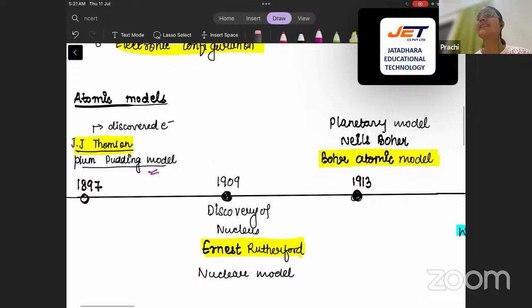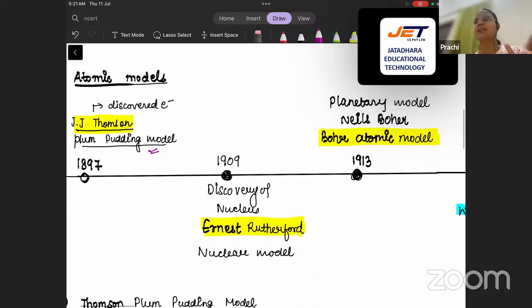Then after that, in 1909, Rutherford conducted an experiment, and in that he discovered the nucleus. He discovered the nucleus, and he gave the nuclear model of the atom. Nuclear model means we have a certain nucleus at the center. So this model was known as the nuclear model of the atom.